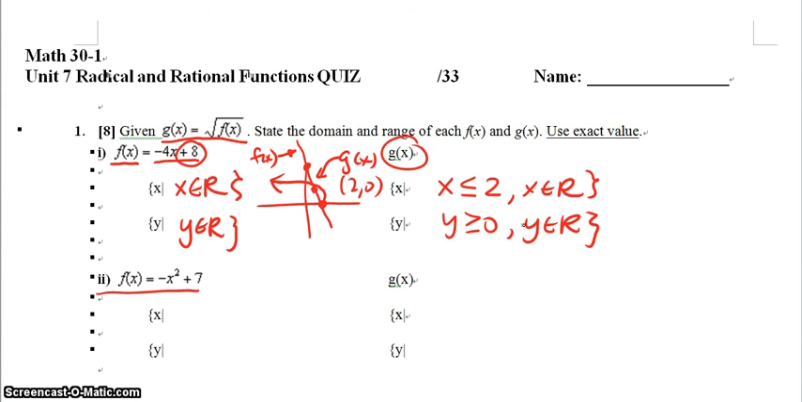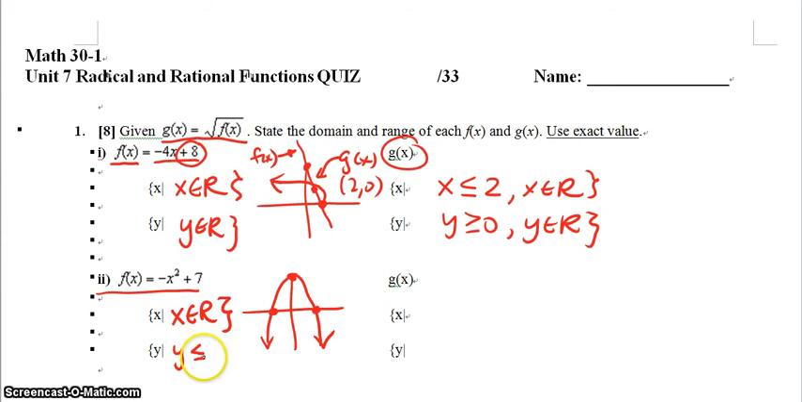Okay, for this one, now again you visualize it. You have a vertex at (0, 7). The graph opens down. So where does it cross the x-axis? Well, to answer the domain and range question for the quadratic, the domain is all real numbers for a quadratic, and y is less than 7. Now, when you draw the square root, you have 4 invariant points, and then you have something like that, right?